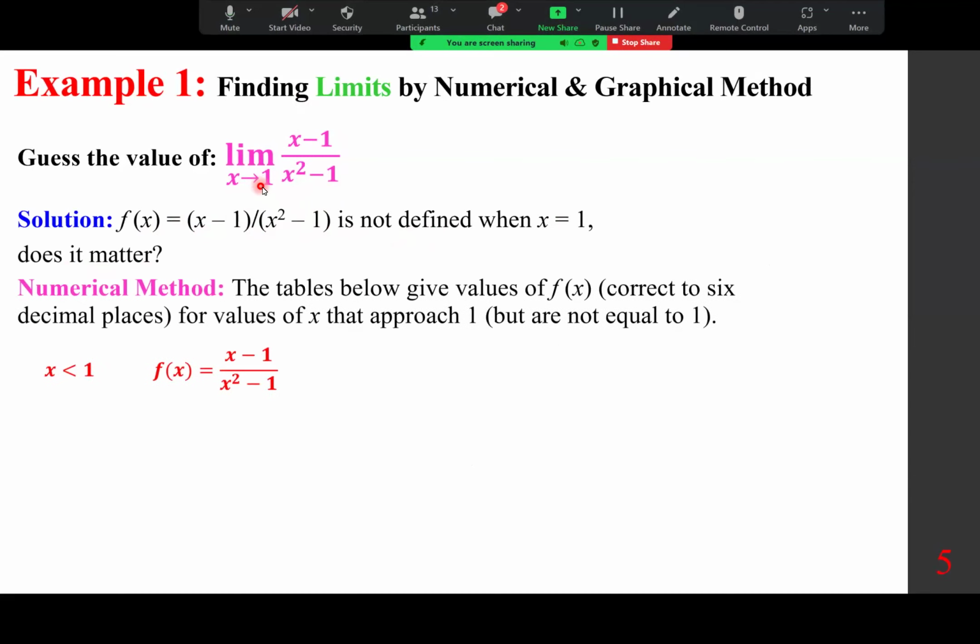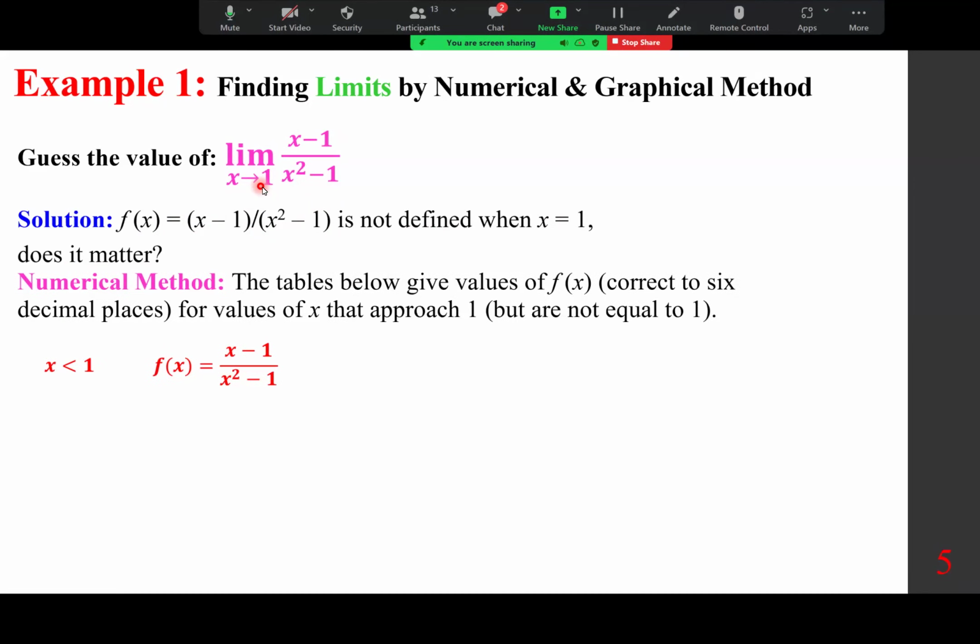So the numerical method says, okay, let's make up a table. The tables below give values of f of x, correct to so many decimals, in this case 6 decimal places, for values of x that approach 1 but are not equal to 1. So first of all, we're going to call it f of x equals x minus 1 over x squared minus 1. And since x is approaching 1, we're going to look at both sides of 1.